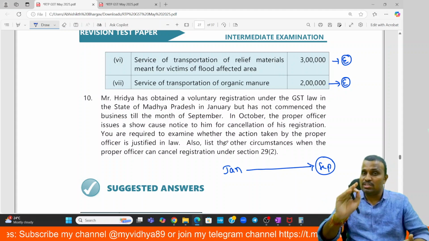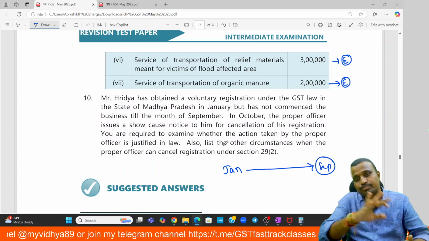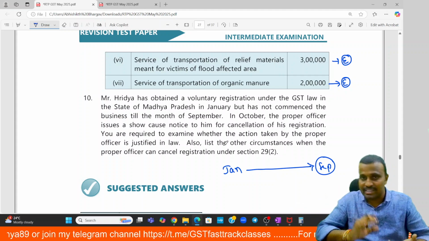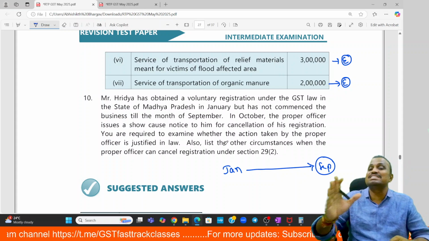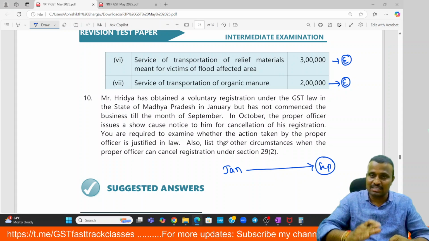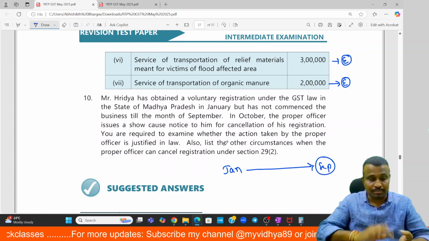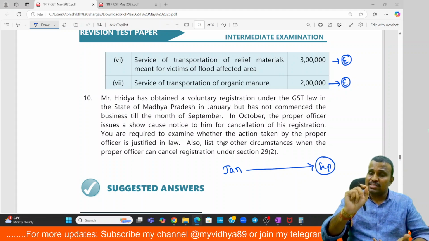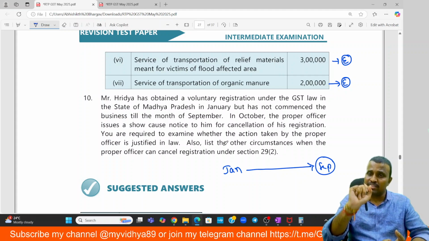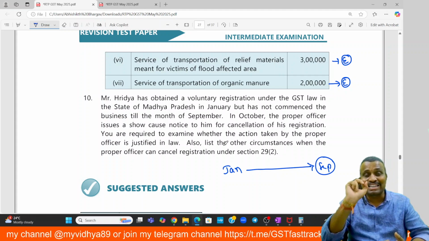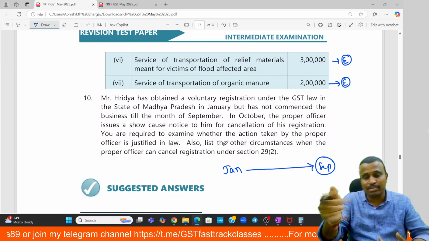Second one, a composite dealer who is unable to file the returns for 3 consecutive periods, and a regular dealer who is unable to file the returns for 6 consecutive periods in case of monthly returns. In case of quarterly returns, if the party is unable to file returns for 2 consecutive periods. And next one, generally after applying for registration, we have to submit bank details. If you are unable to submit the bank details, then your registration can be cancelled.